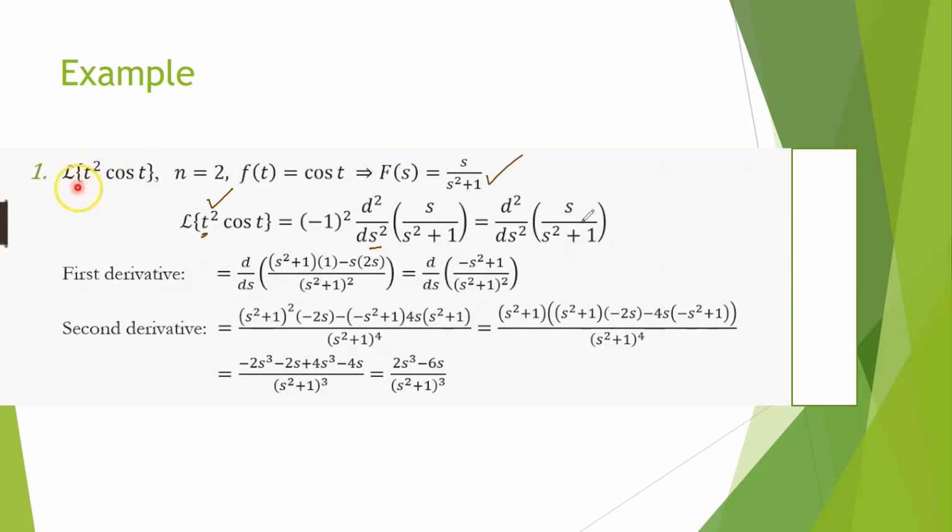So now hereafter what we are supposed to do? This minus 1 whole square becomes plus 1. In the further step, only d square by ds square into s by s square plus 1 will be remaining. So first derivative and second derivative we can calculate individually like this. Otherwise, we can directly write in the continuation steps.